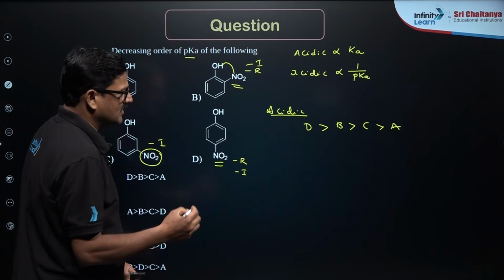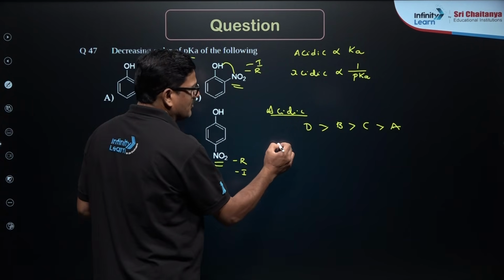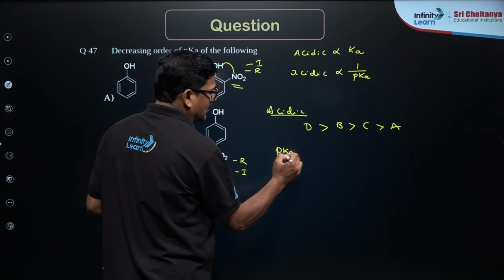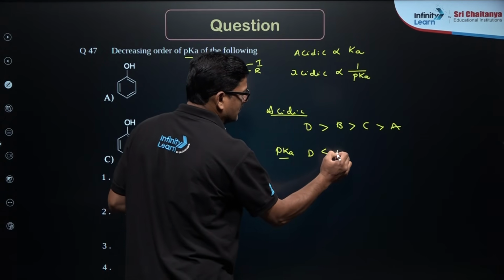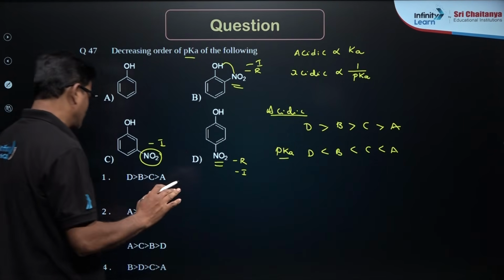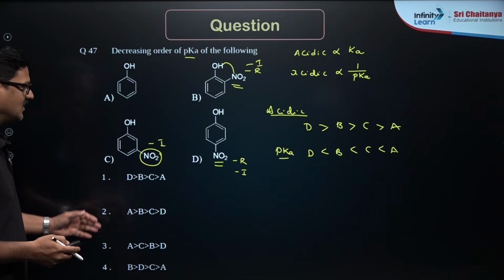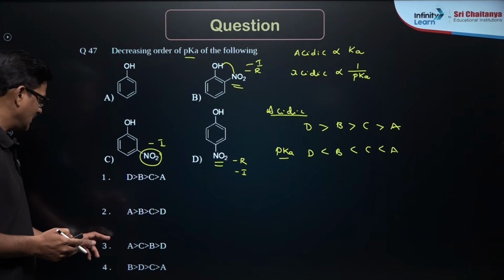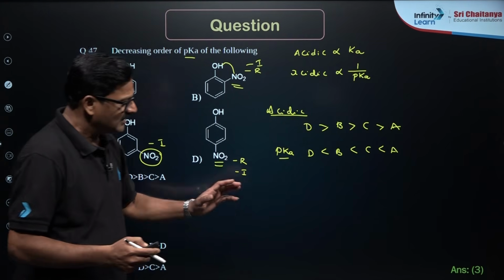So in this way, this is the acidic strength, and pKa is going to be D is less than B is less than C is less than A. So for this question, I want to say A, C, D, B and D, option 3 is the correct answer for this question.